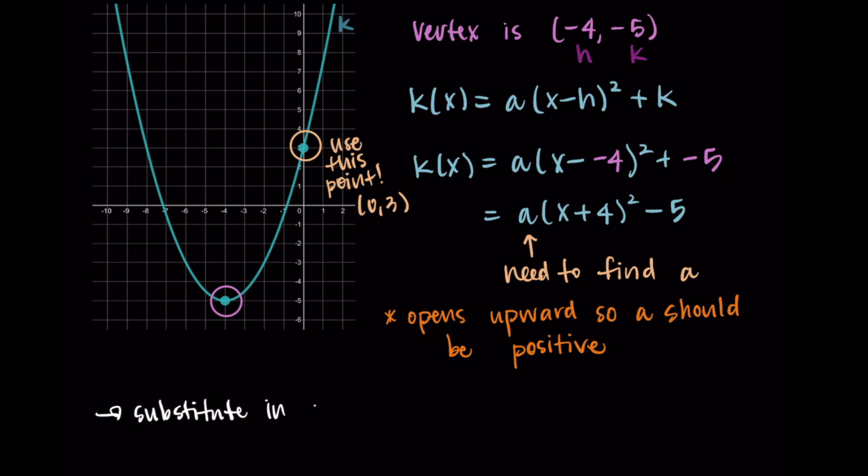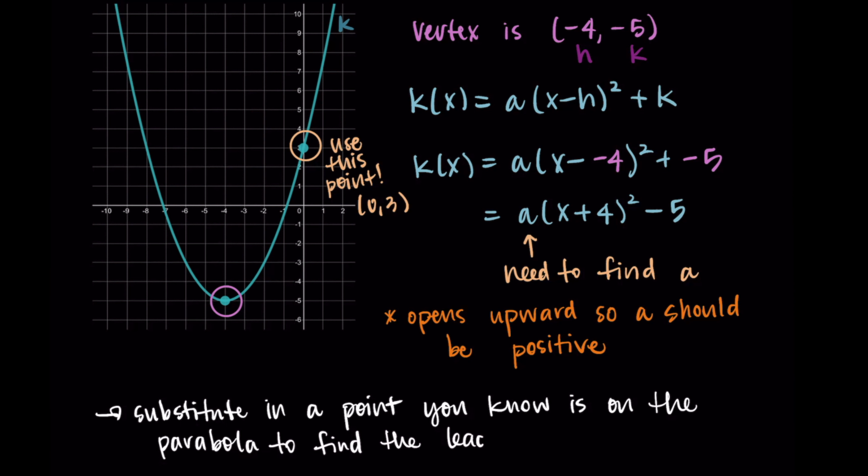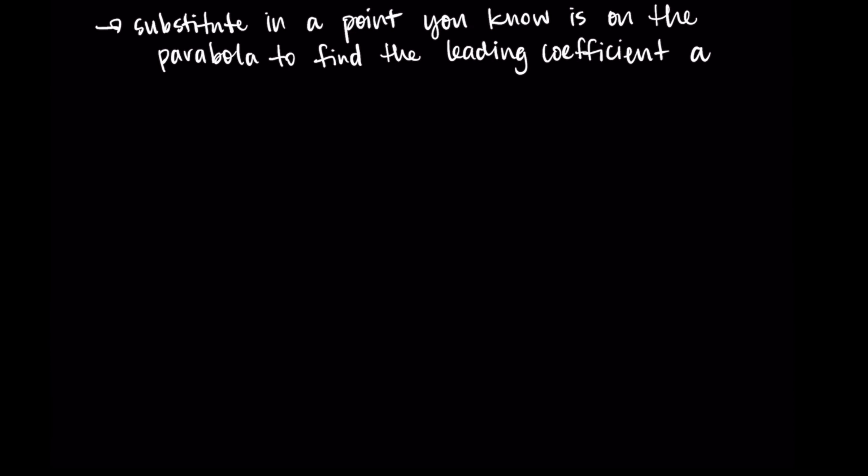So our plan is to substitute in this point that we know. We can see this point on the parabola. And we're going to substitute it into our equation and solve for a. So we're going to replace our output and our input with this point, and then we'll have one unknown that we can solve for, that unknown being a. Let me show you what this looks like. So we have k of x equals a times x plus 4 squared minus 5.